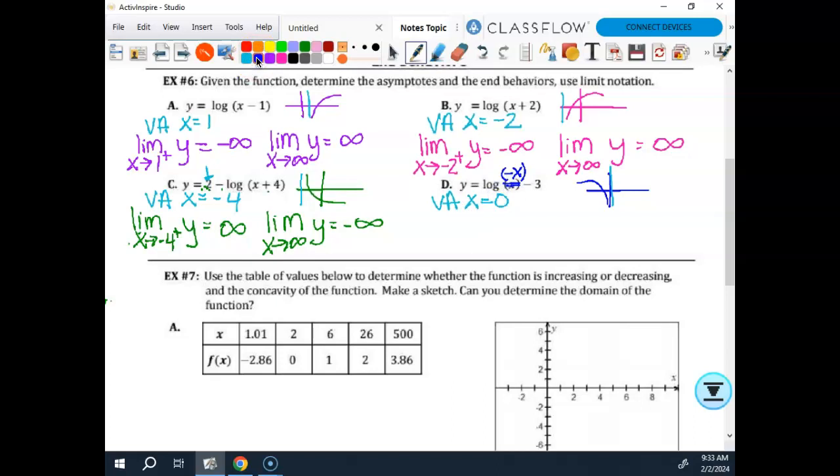Now, when I go to write my left-hand limit, the left-hand side of my graph is heading to what? To the left, yes. Towards negative infinity. Good. So the limit as x approaches negative infinity of y equals infinity. My right-hand limit, that would be the limit as x approaches 0 from what? The left of y equals negative infinity.